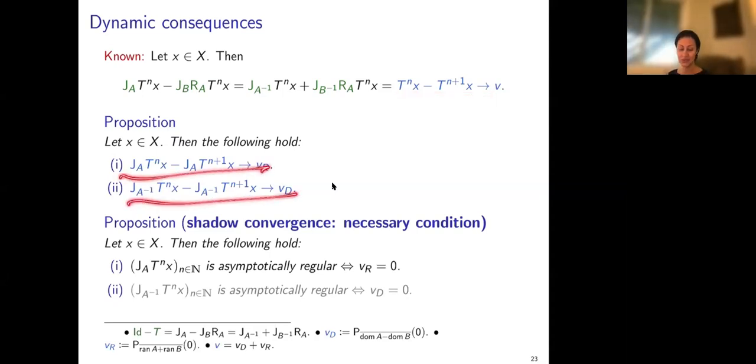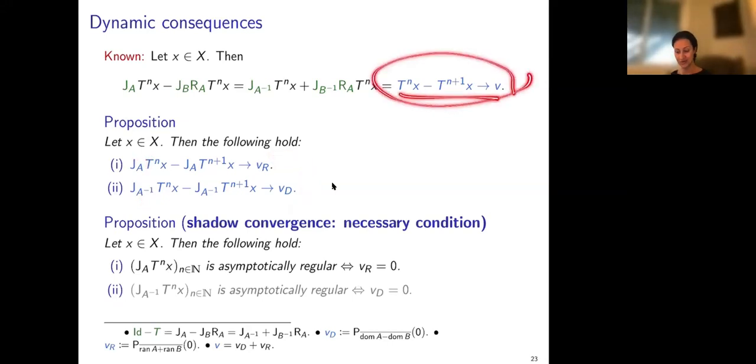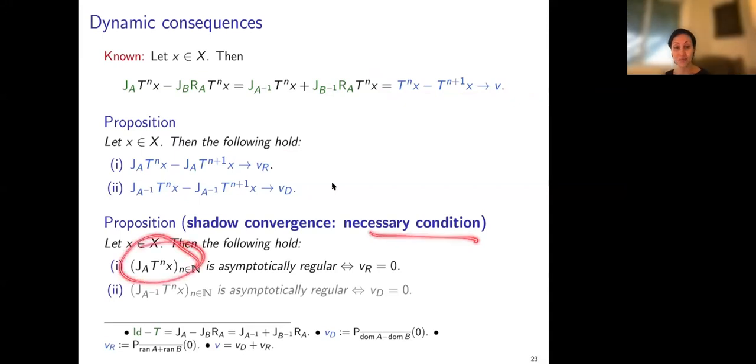into two limits. So if you look at this, this is just the difference between two consecutive terms in the primal shadows, and this is the same for dual shadows. And you can see immediately, first of all, just because of the definition of the resolvent, and this limit, that you can recover this one from adding these two. And even more beautifully, now we get the necessary condition for the primal shadows to be asymptotically regular. Let's see, if and only if this VR is 0, and we get a dual counterpart for this.